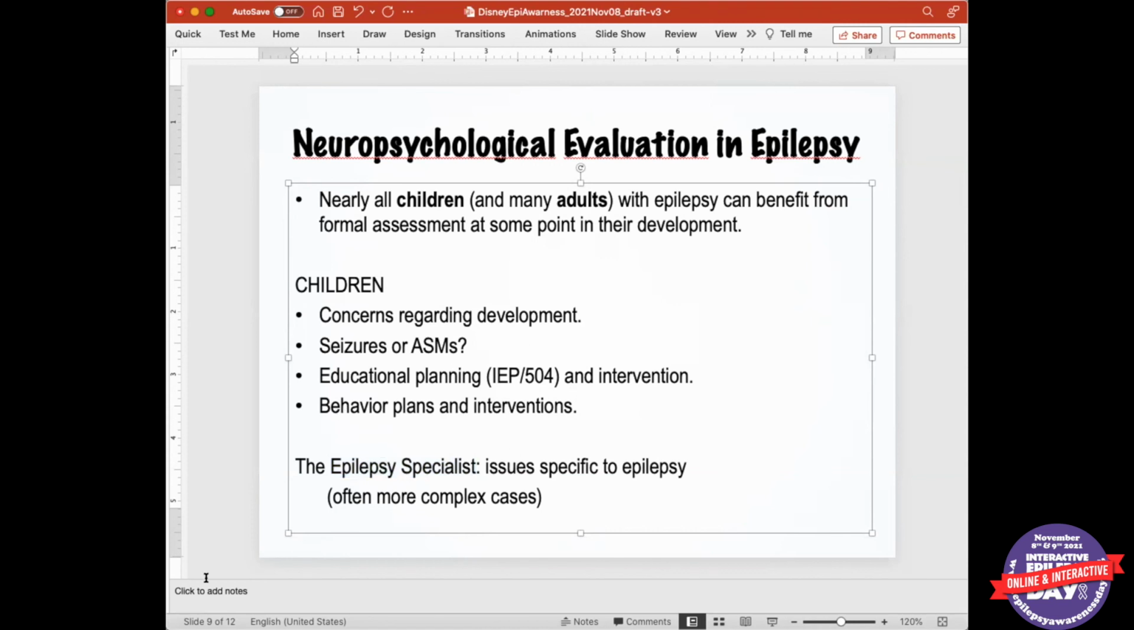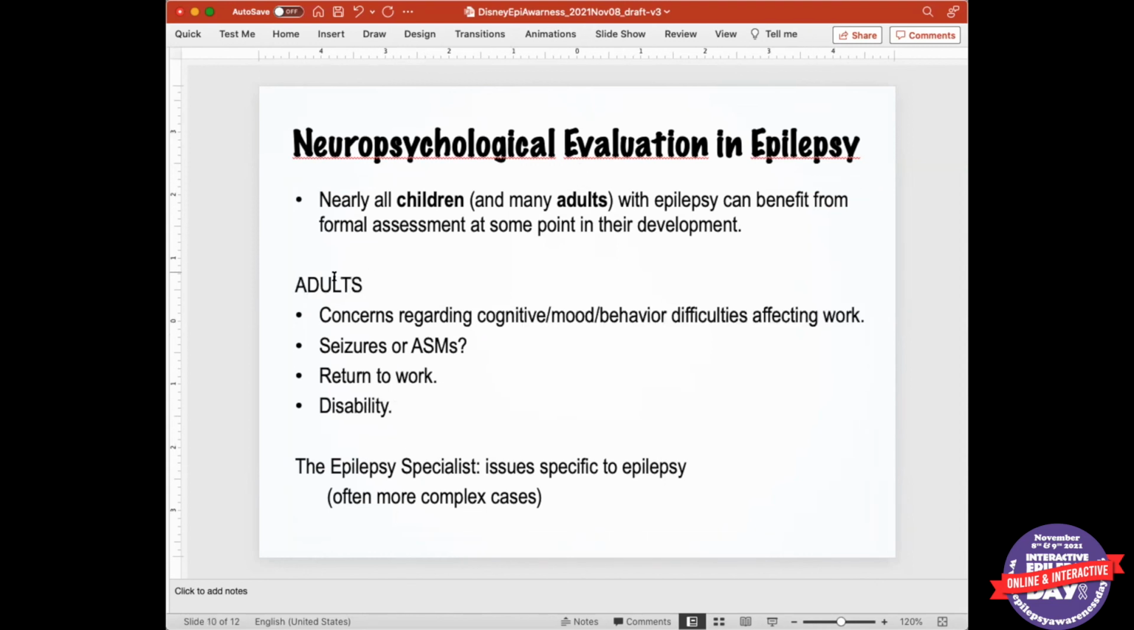These are some of the uses of neuropsychological evaluation for children and adults. For children, there may be concerns regarding development, or questions of, is this the seizures or the brain, or is this the medication? Because we know that medications sometimes have cognitive and behavioral side effects. Also, when there are concerns about education or planning remediation, for example, a child who has dyslexia, what should we do about that? And behavior plans and interventions for behavior also. And last slide.